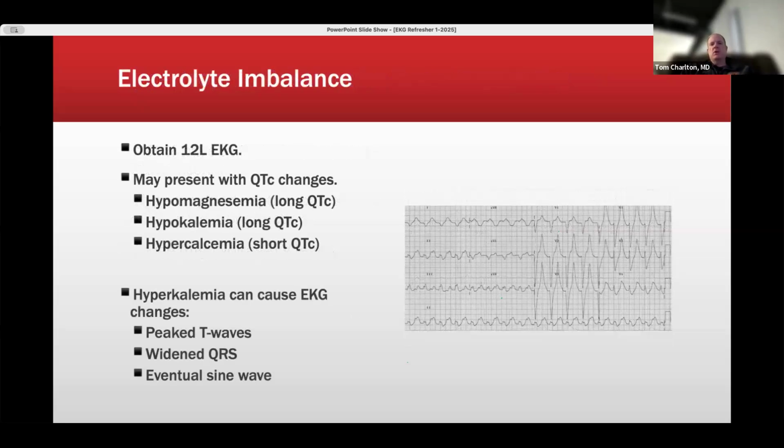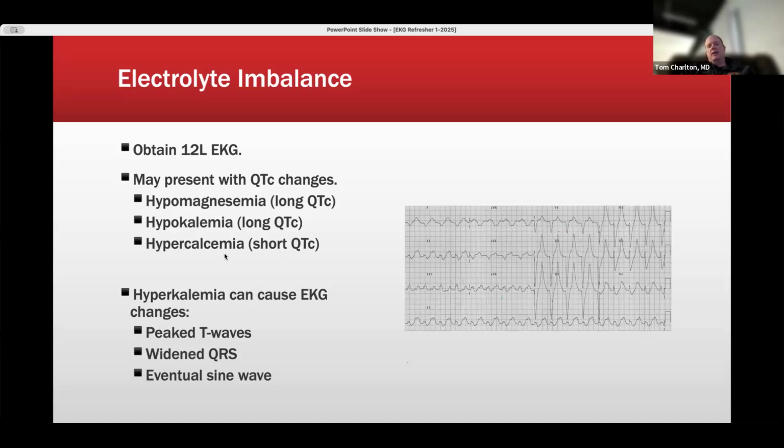Electrolyte imbalances will cause all kinds of really funky things. So this is an EKG of somebody with hyperkalemia, and you can see the QRSs are wide, the T waves are as peaked as you can get, et cetera. And in these other leads, it's kind of hard to tell what's a P wave, what's a T wave, or what's a QRS, and so on. So it gets this sine wave almost-like appearance.